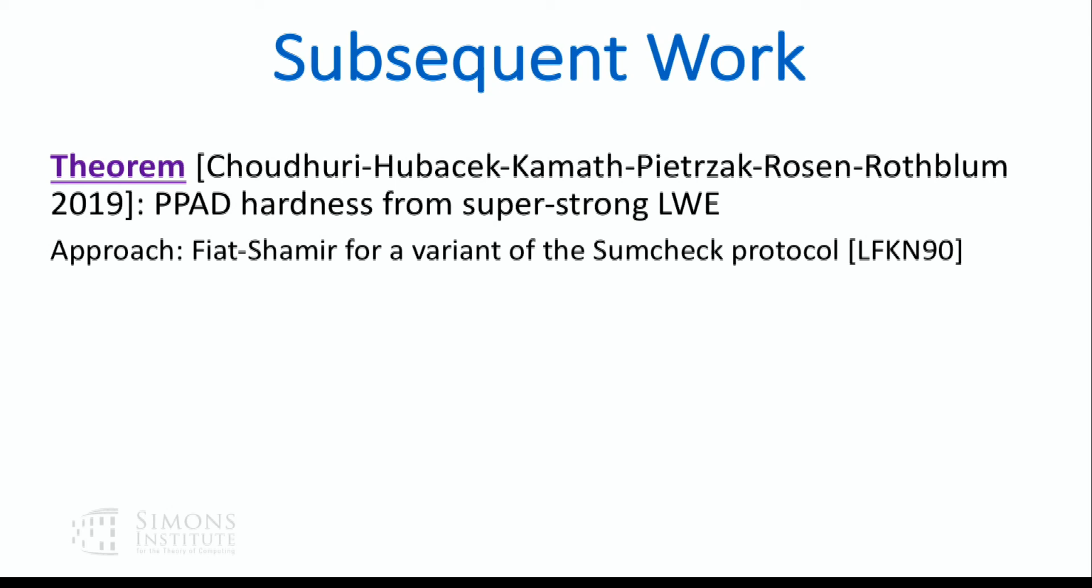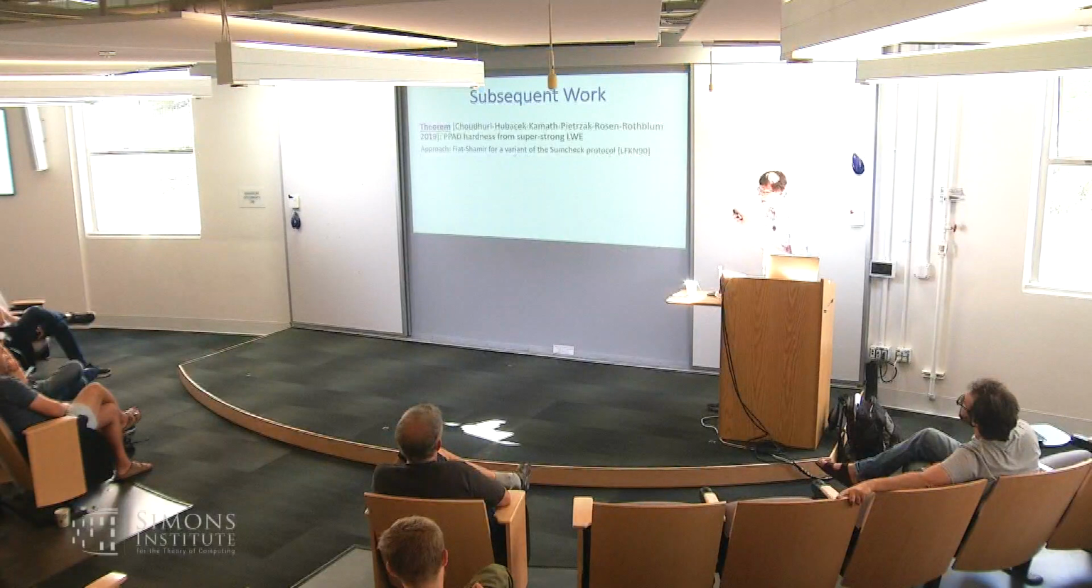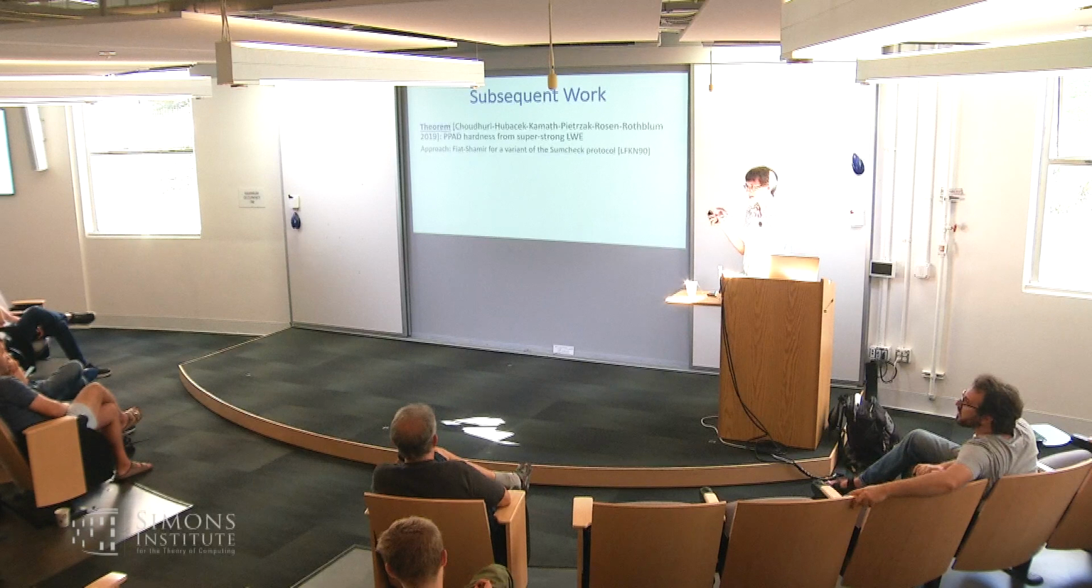As I said, Fiat-Shamir for sum-check is generally the tool or the assumption that they use to get it. What is super strong LWE? It's not optimal. It is optimal. Yes, I'm just being informal here. It's basically the same thing. They have to slightly modify it because of this inefficient prover problem.